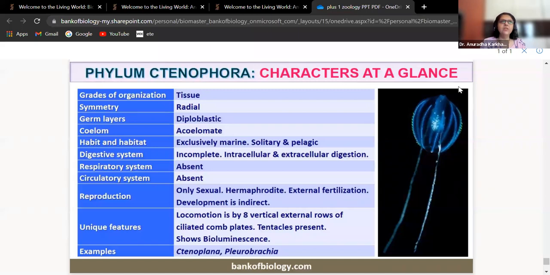Pelagic ka meaning? Pelagic ka meaning hota hai those which are present in open seas or open water bodies. Okay, not confined. So sea hai, ocean hai, that is called as pelagic. In lower layers of the water body, generally they'll be found swimming. Got this? Can I go ahead?